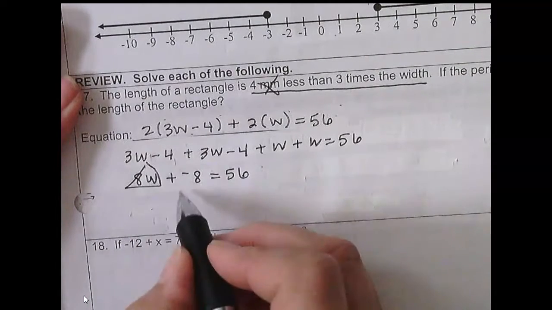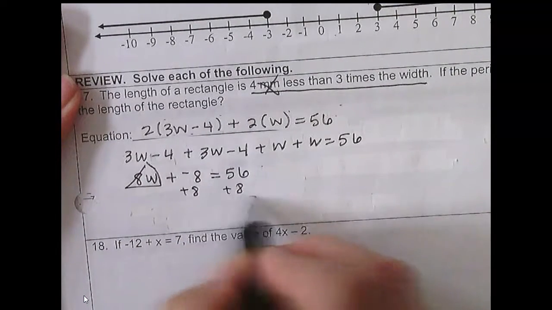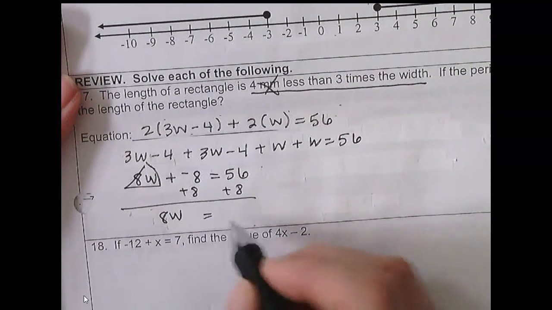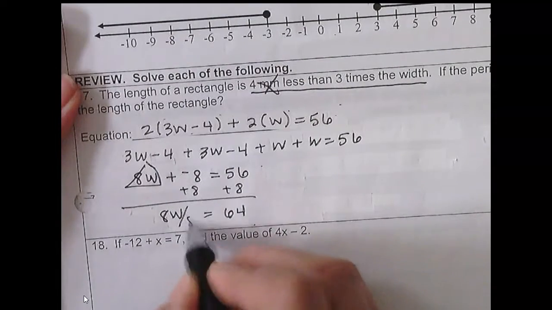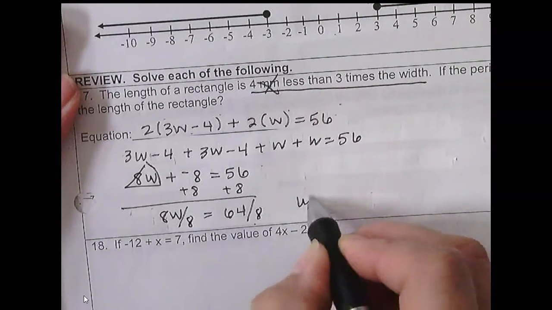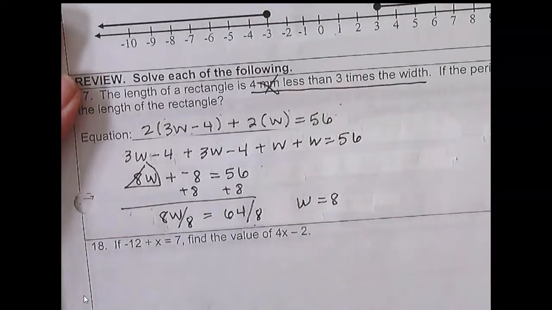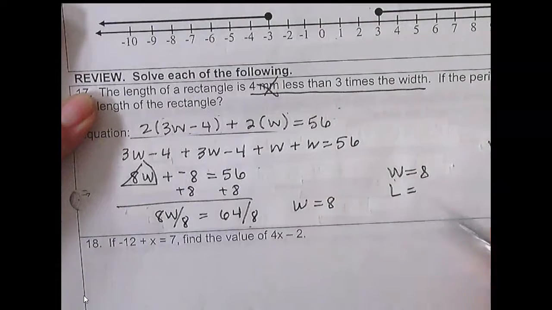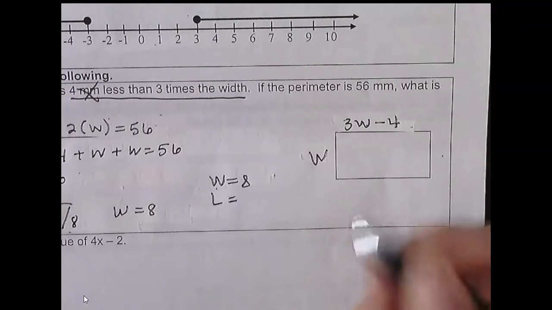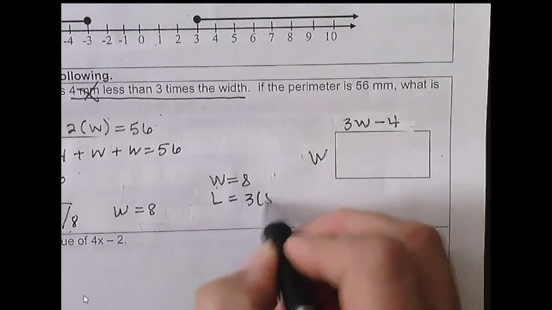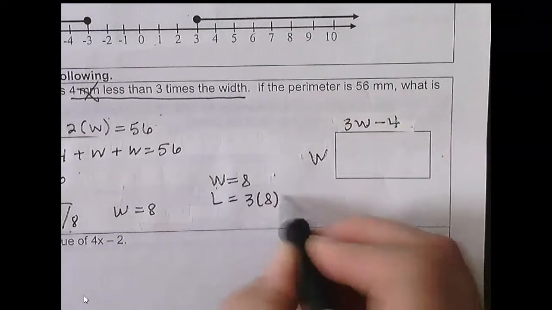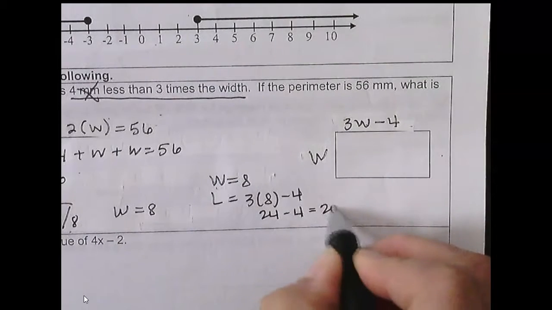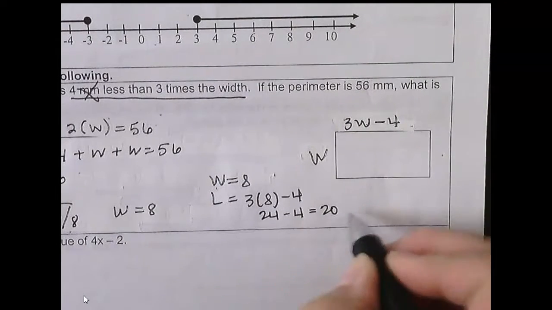Sure it would. And so that's plus 8, plus 8. That's 8w equals 56 plus 8 would be 60 plus 4. So how about 64? Divide by 8, divide by 8. W equals 8, because 8 times 8 is 64. So if the width is 8, what is the length? We have to go back to that equation. So that's going to be 3 times 8, because it says so, minus 4. Well, 8 times 3 is 24, minus 4, how about 20? And that is your length.